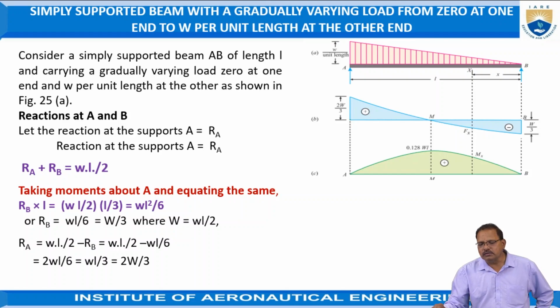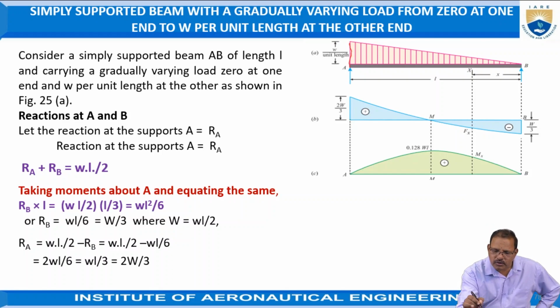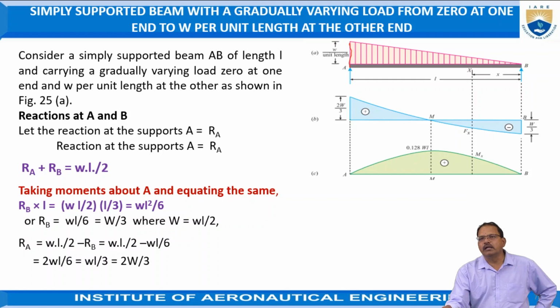carrying gradually varying load from 0 at one end to W per unit length at the other now. Consider simply supported beam AB of length L and carrying gradually varying load, 0 at one end, that is B, and W per unit length at the other end as shown in figure 25 here now. This load is nothing but W per unit length run now. First of all, determine the reactions RA and RB now.